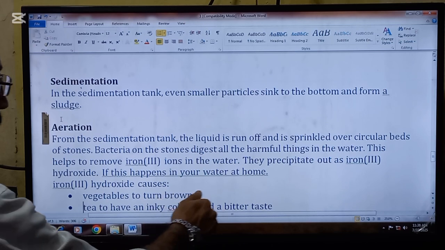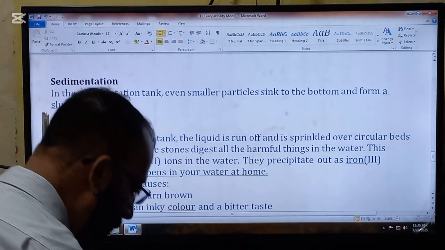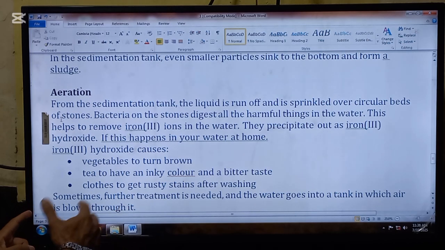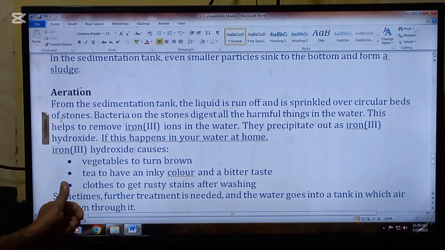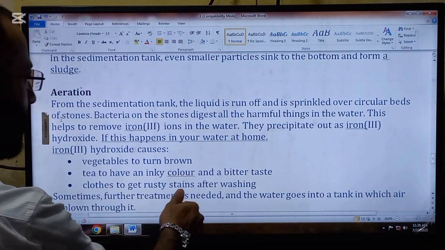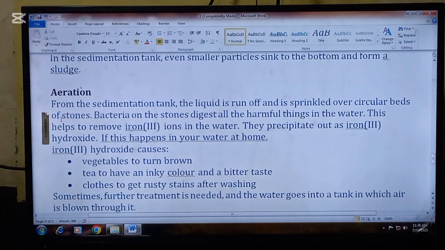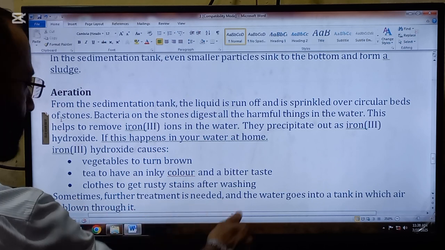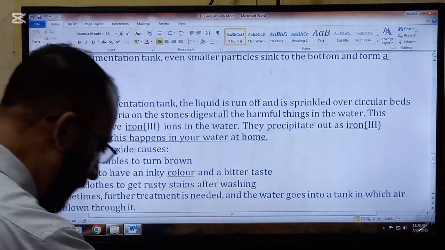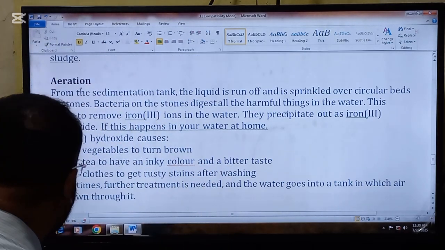Look now, if iron ions are present in the water at home, they can cause these things. Number one, vegetables turn brown. Number two, tea has an inky color and bitter taste. Number three, clothes get rusty stains after washing. So these things will happen if the water contains iron ions.